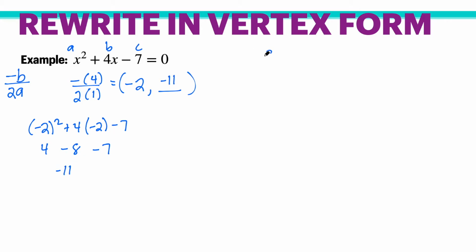and we will get 4 minus 8 minus 7, which will give you negative 11. So to rewrite this into the form of a times x minus h squared plus k, a represents 1, h represents negative 2, and so that becomes a plus 2 because a minus and the negative 2 turn to a positive, and then negative 11. And now that we have this in vertex form, we can now solve it.